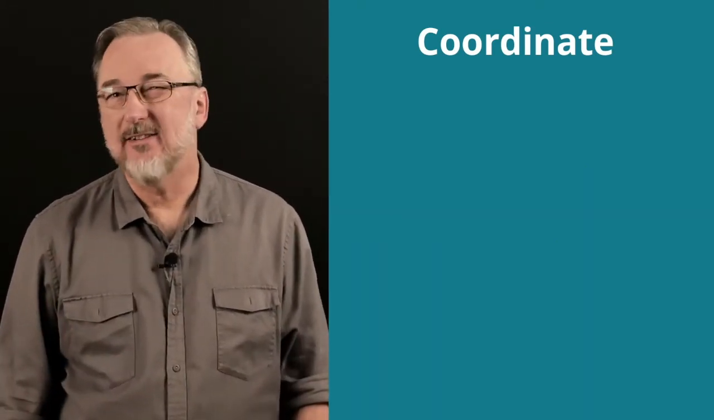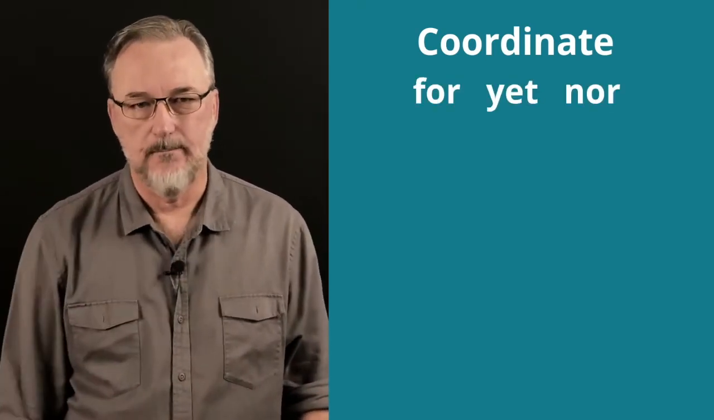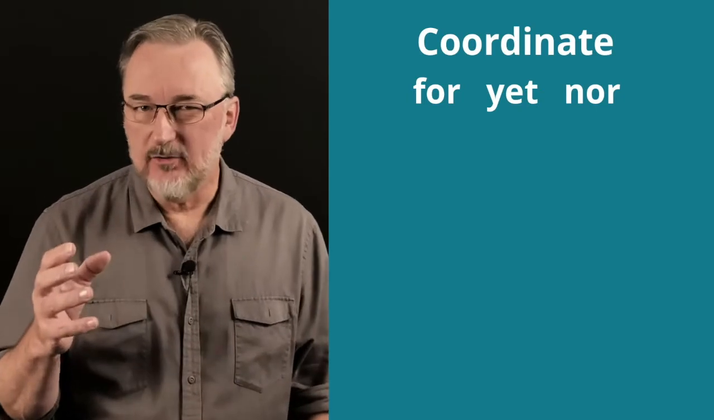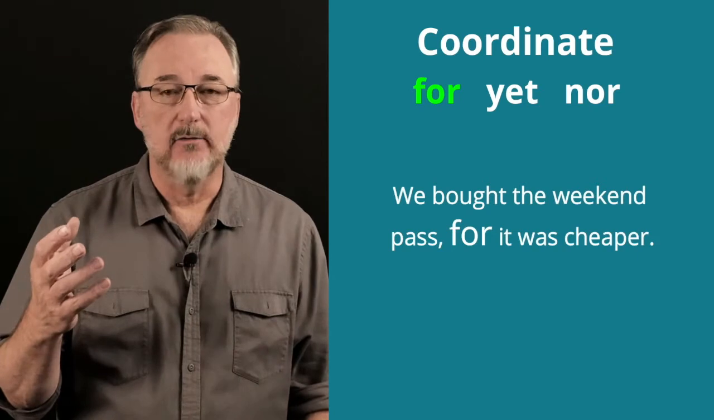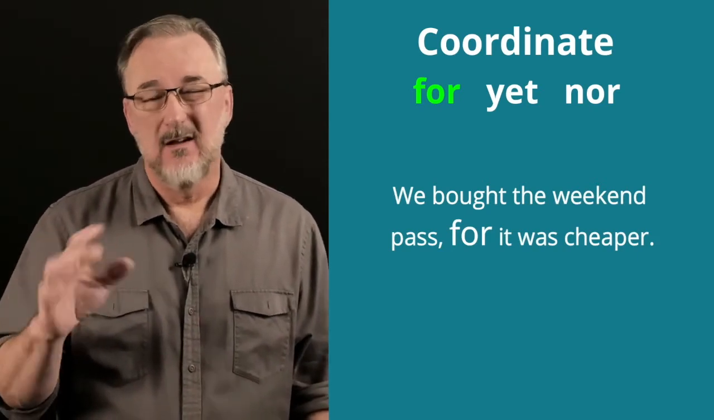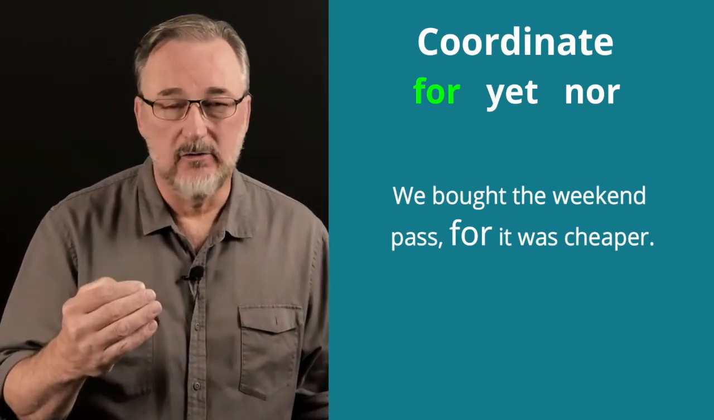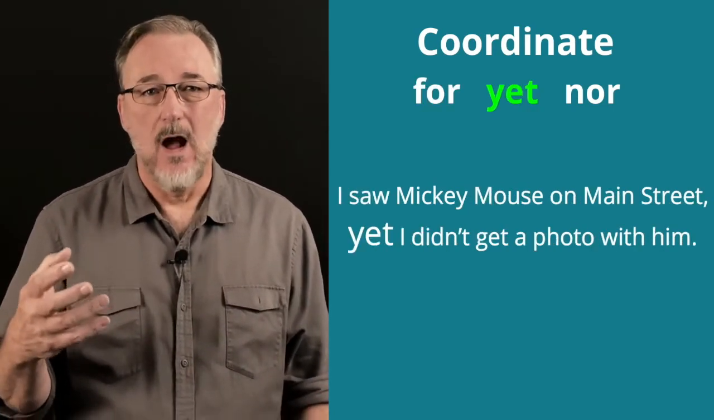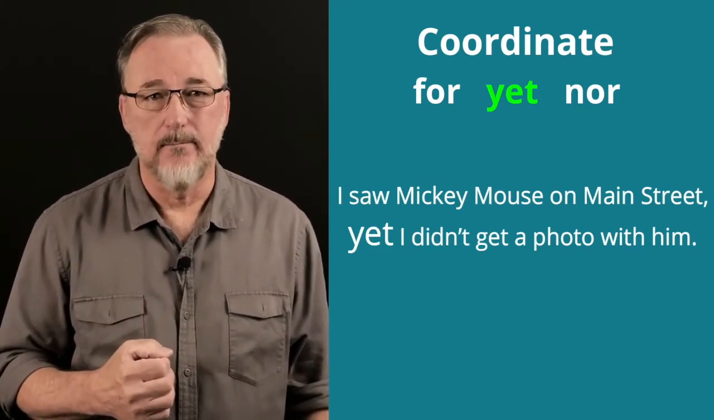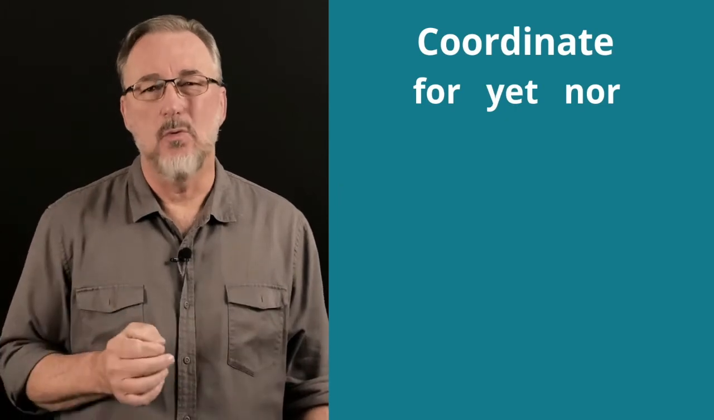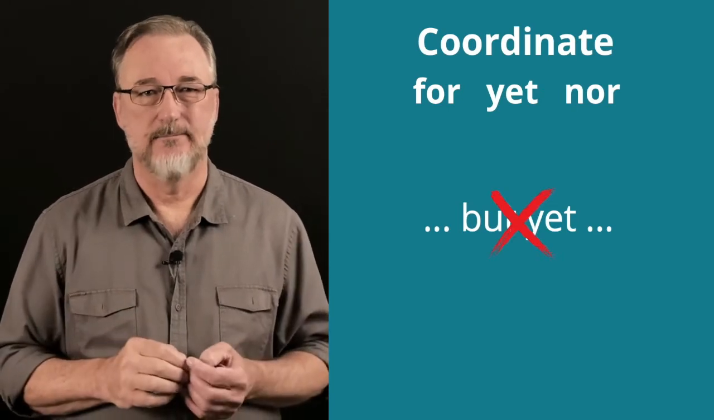The other 3 less common coordinating conjunctions are for, yet, and nor. As a coordinating conjunction, for means the same as because. We bought the weekend pass, for it was cheaper. This sounds a little fancy. And yet, as a coordinating conjunction, means the same as but. I saw Mickey Mouse on Main Street, yet I didn't get a photo with him. It's a common error that people will make to put both of these together, but yet, don't do that.